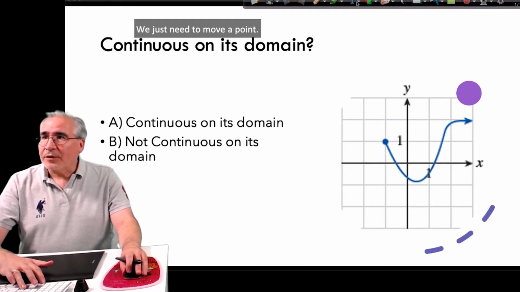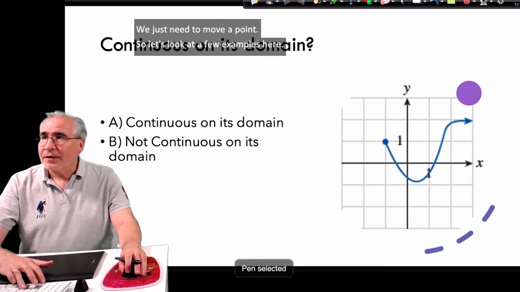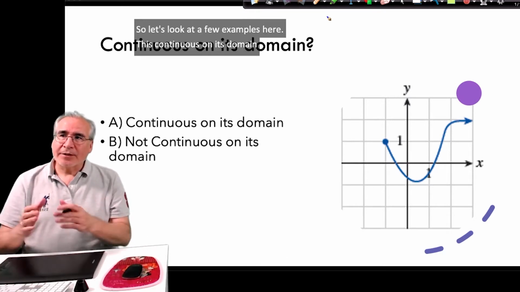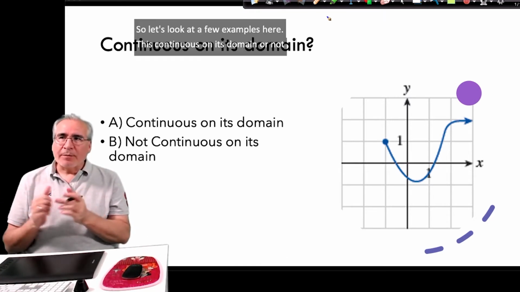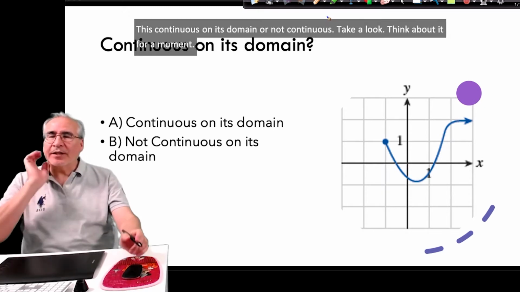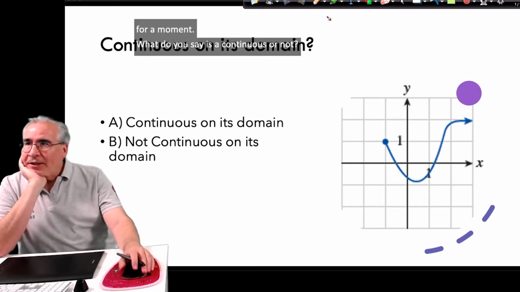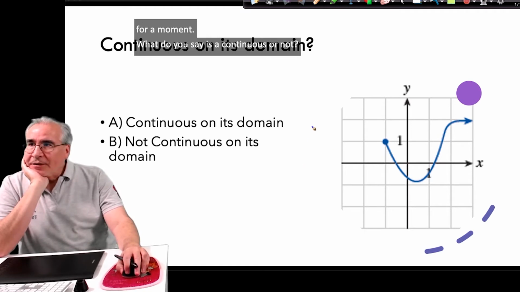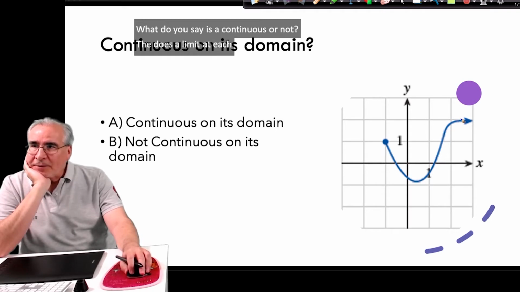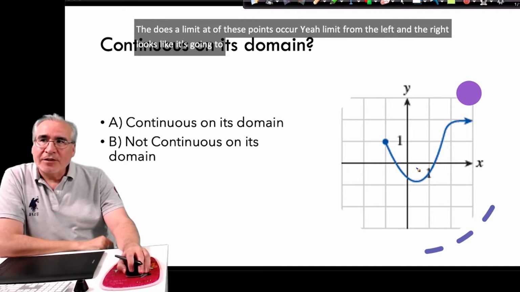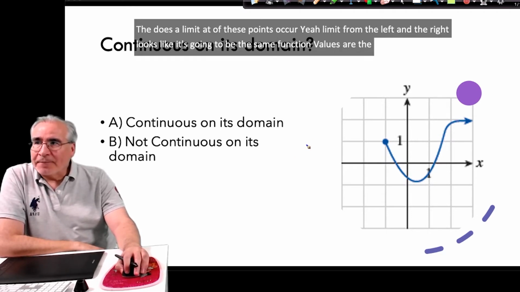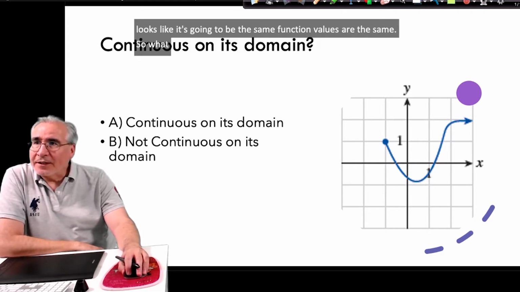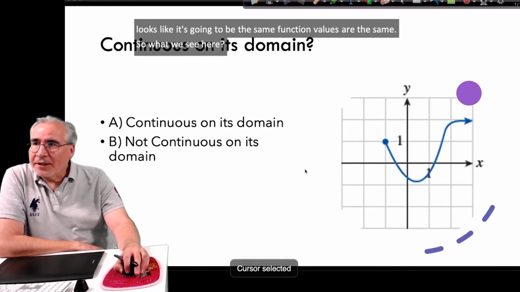So let's look at a few examples here. Is this continuous on its domain or not continuous? Take a look, think about it for a moment. What do you say? Is it continuous or not? According to the definition, does the limit at each of these points occur? Yeah, the limit from the left and the right looks like it's going to be the same. Function values are the same. So what we see here, you should think through it.